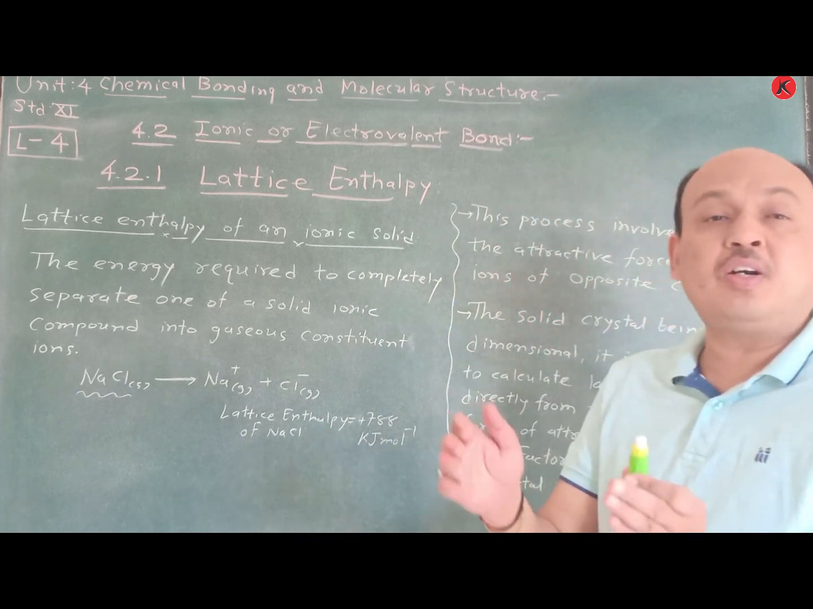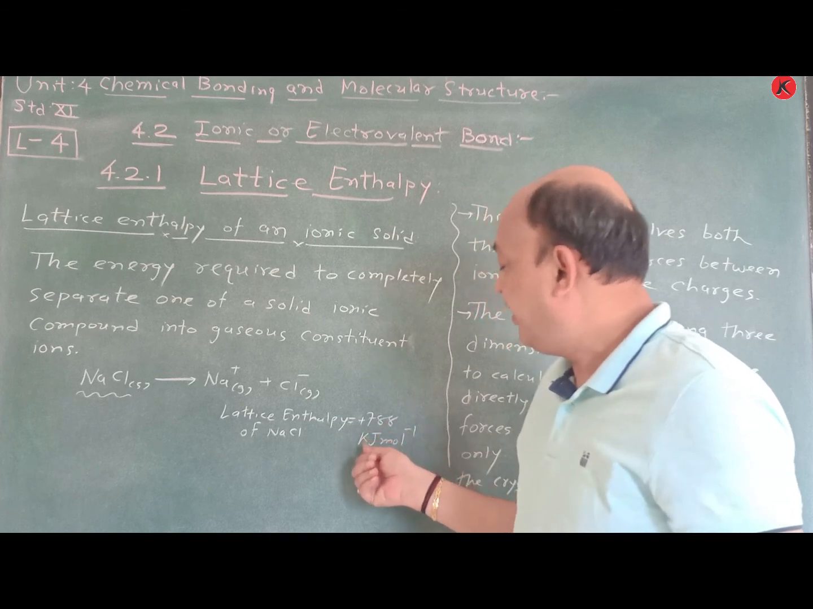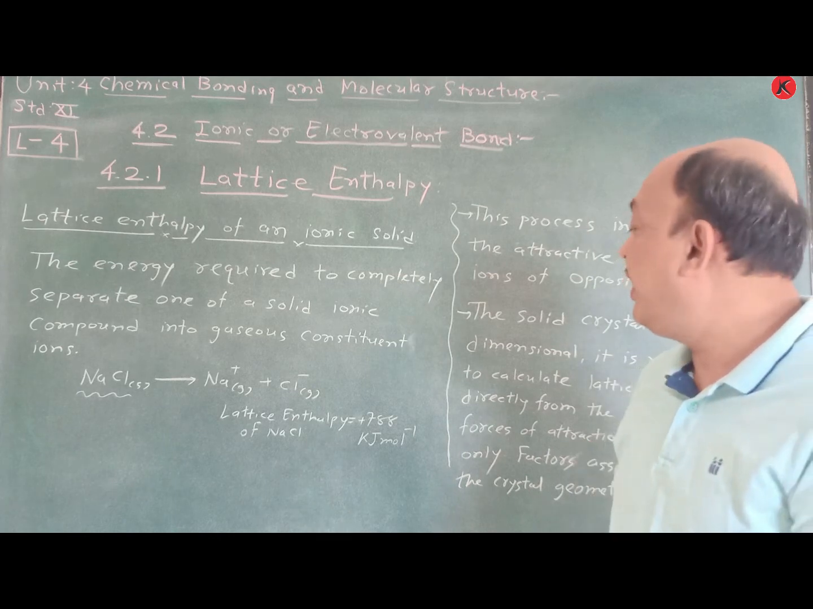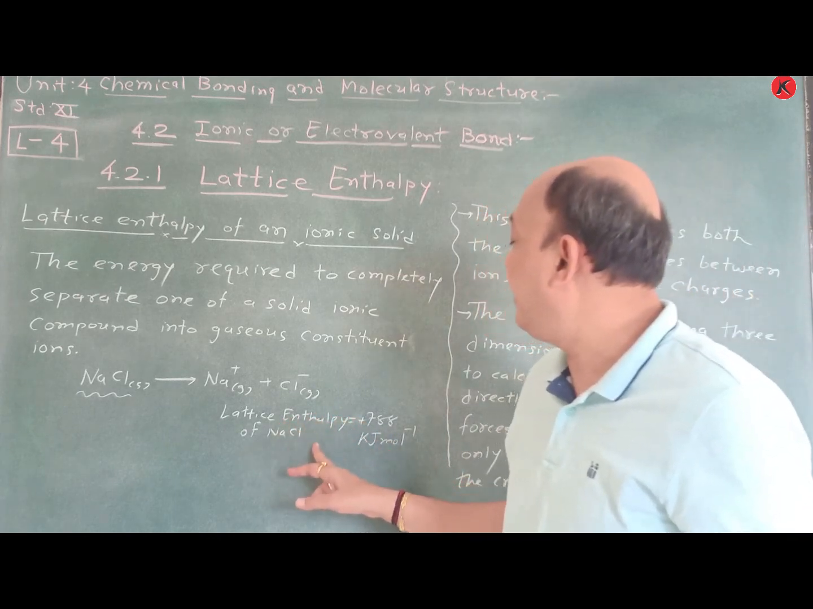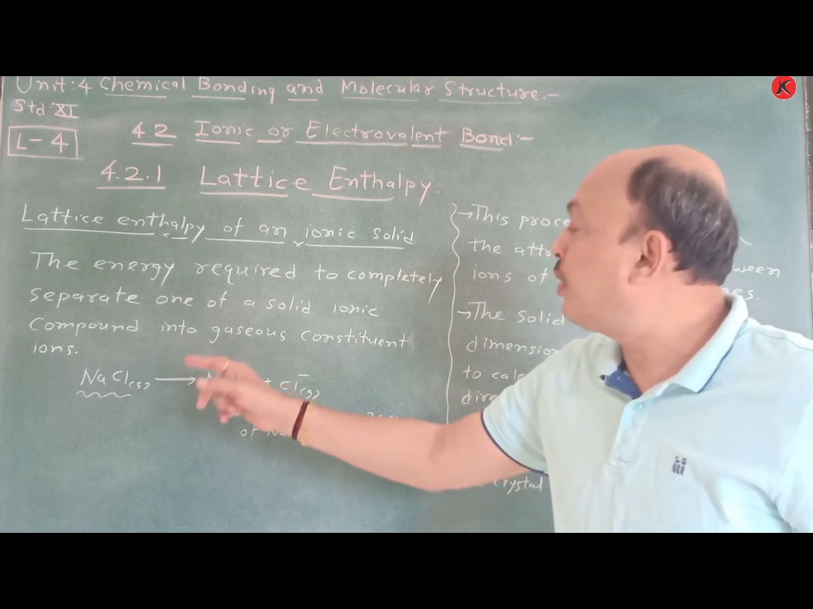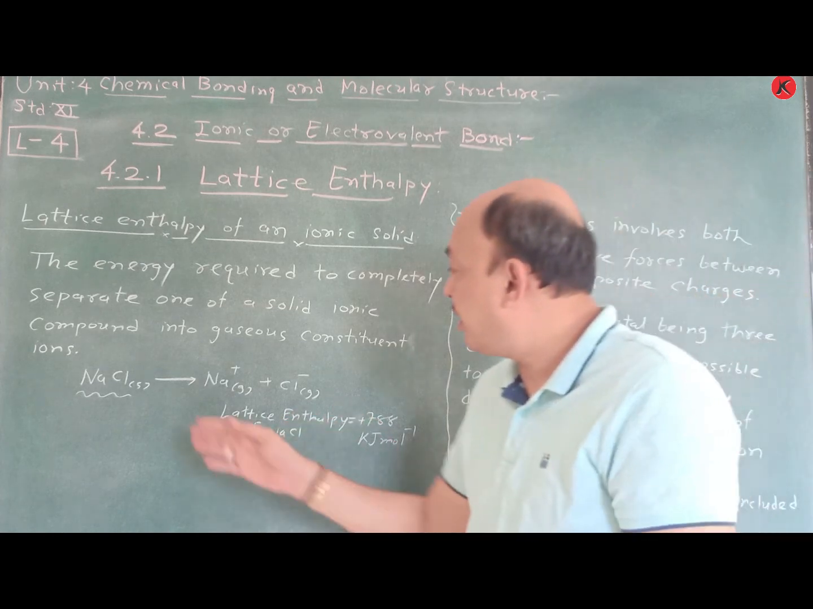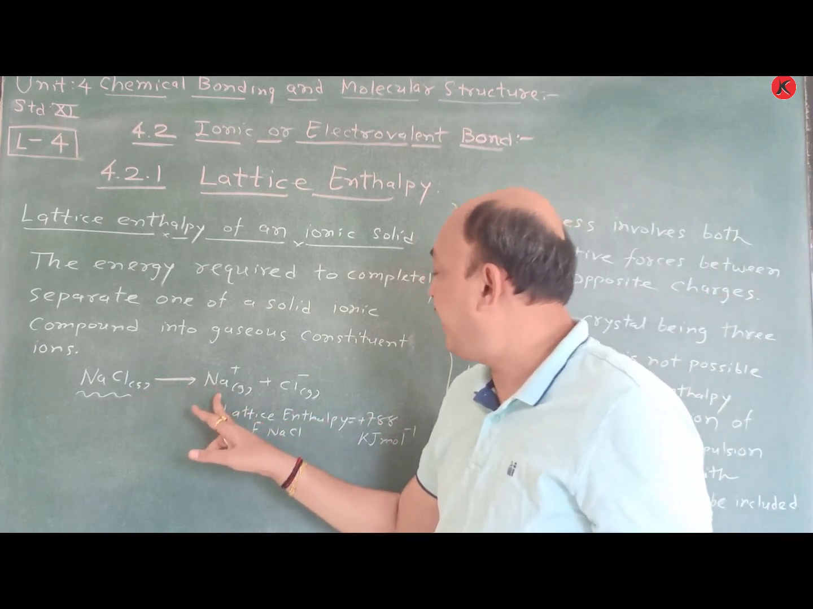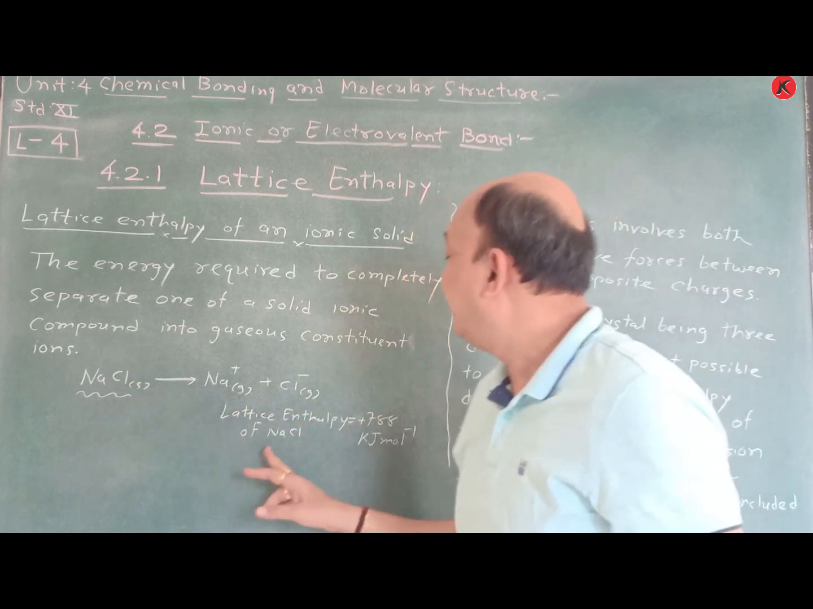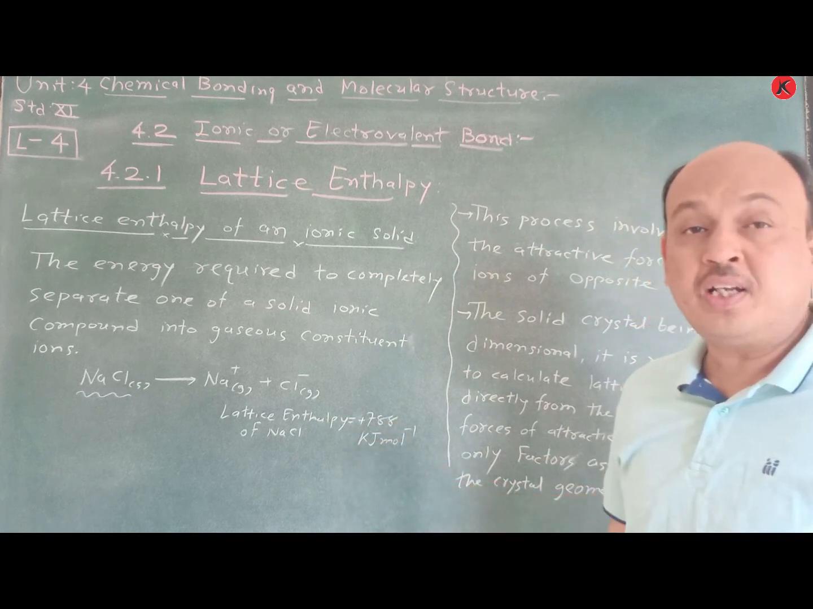The lattice enthalpy of sodium chloride required is plus 788 kilojoule per mole. So if we give a lattice enthalpy of plus 788 kilojoule to convert, or isolate, NaCl solid into the products Na plus gaseous form and Cl minus gaseous form, the lattice enthalpy of NaCl is plus 788 kilojoule per mole.